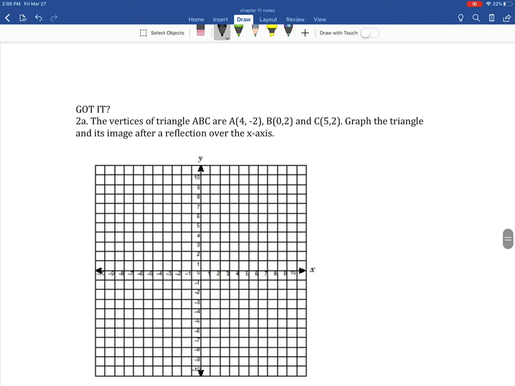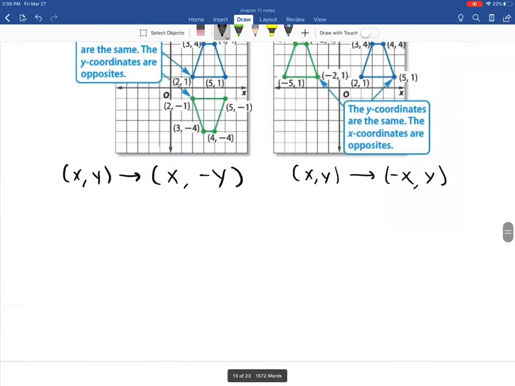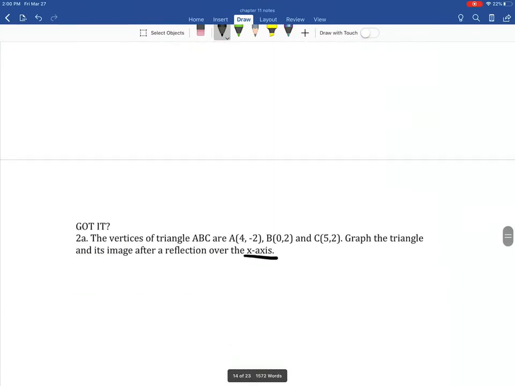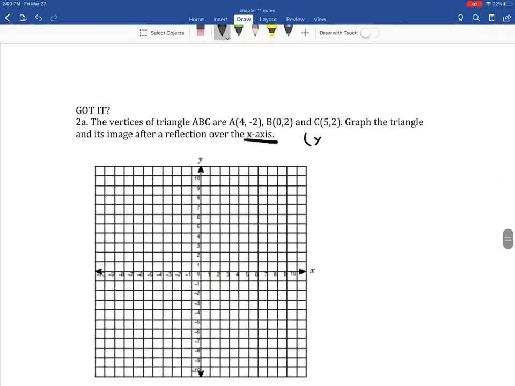So let's see. The vertices of triangle ABC are given here. Graph the triangle and its reflection over the x-axis. So if we're reflecting over the x-axis, you can go back up here, look at your formula. That means the y is going to switch signs. So my x for each of these stays the same, but the y is going to become the opposite. So let's graph the original here in green first. I'm going to go to (4, -2), (0, 2), and (5, 2).